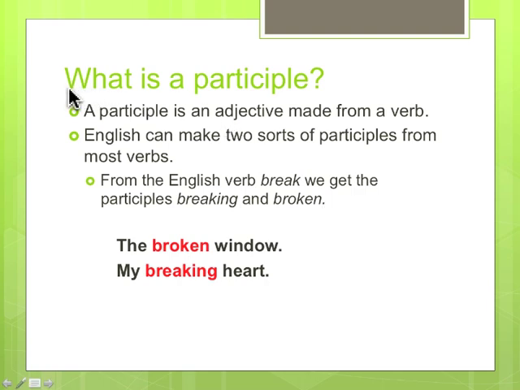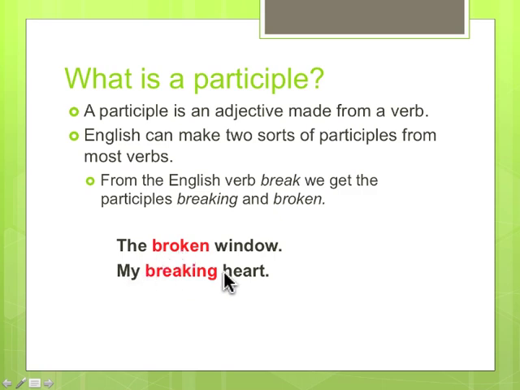Let's start with the question, what is a participle? A participle is simply an adjective made from a verb. English can make two sorts of participles from most verbs. Here's an example. From the English verb break, we get the participles breaking and broken. We can say the broken window, where broken is an adjective describing the noun window, but it's also made from the verb break, therefore it's a participle.